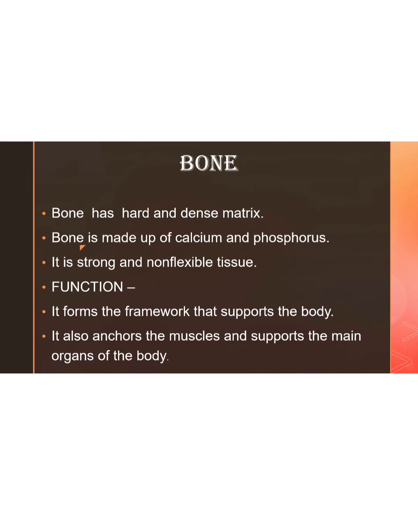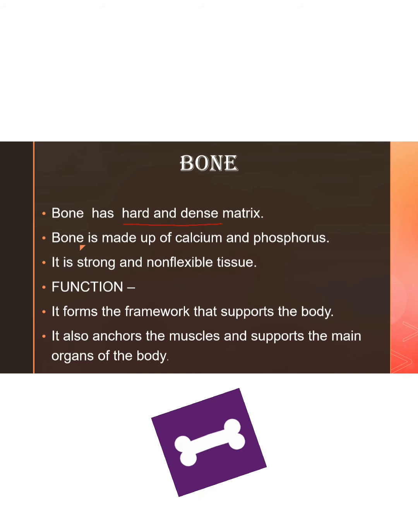Next, if you talk about bone, bone has a hard and dense matrix. Please remember, blood has the liquid matrix and here the bone has a hard and dense matrix. These matrices are very important, and bone is basically made up of calcium and phosphorus, and it is non-flexible. Okay, and it forms the framework and supports the body, and it also anchors the muscle.